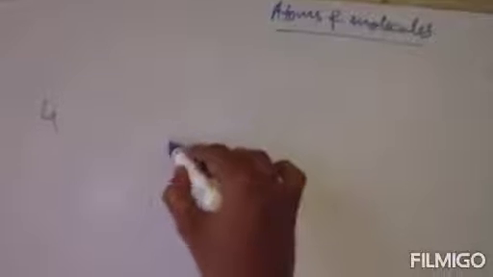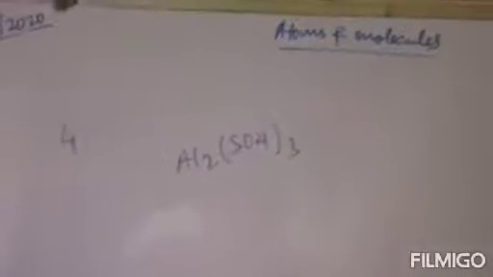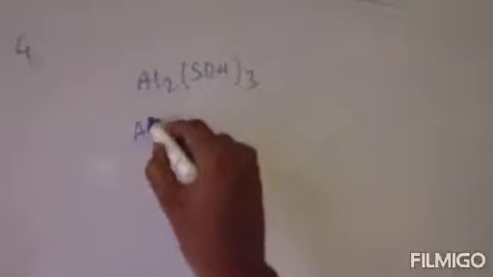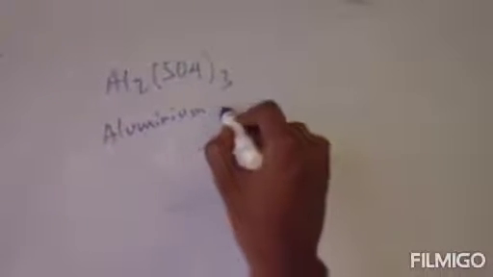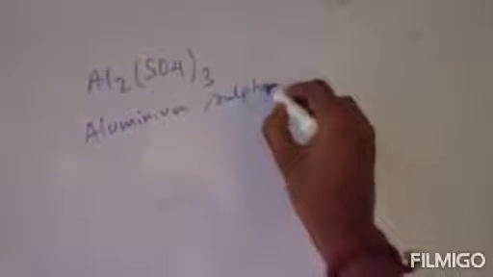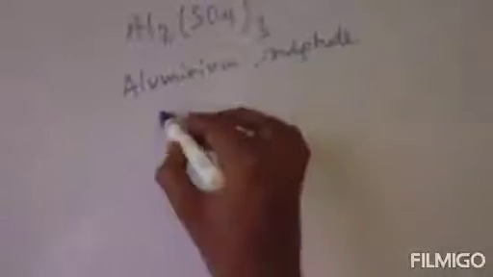Clear? Last question, NCERT question number 4. We are given some compounds and we have to write their names. First compound given is Al2(SO4)3. We have to find out the name of this compound. This is the formula of aluminium sulfate, because this is aluminium and this is sulfate. So its name will be aluminium sulfate. Clear?